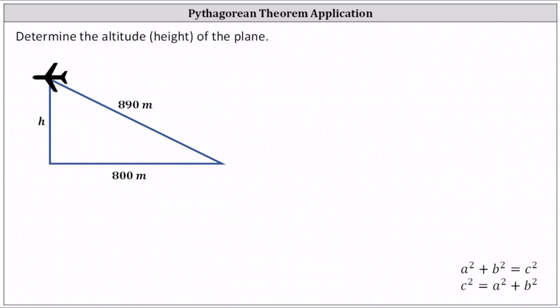We want to determine the altitude or height of the plane using the diagram below. Notice the height of the plane and the ground form a right triangle, and therefore we can use the Pythagorean theorem to determine the altitude or height of the plane.